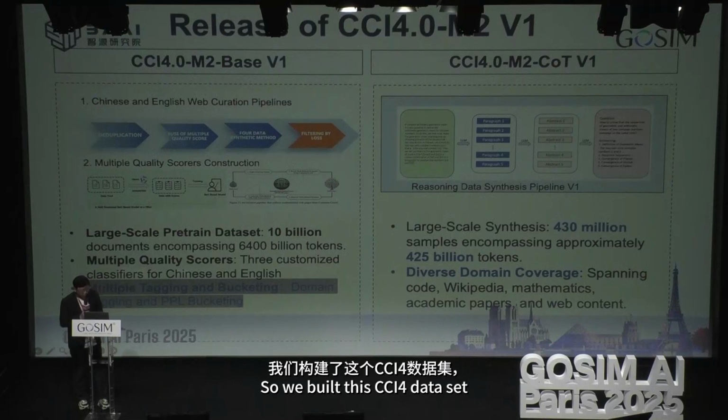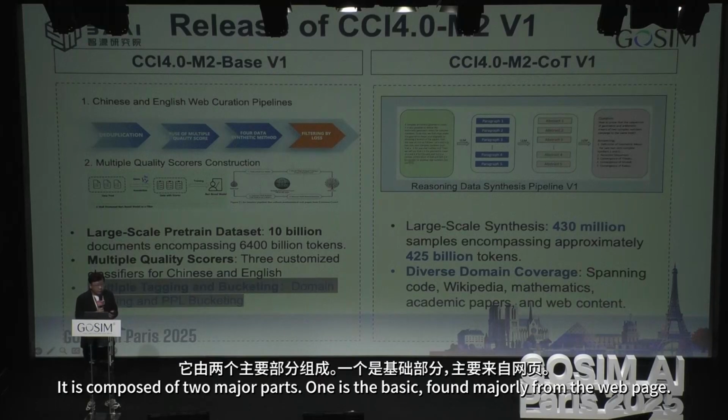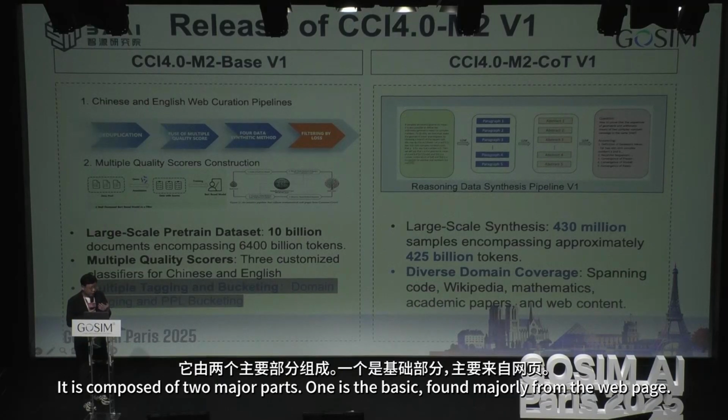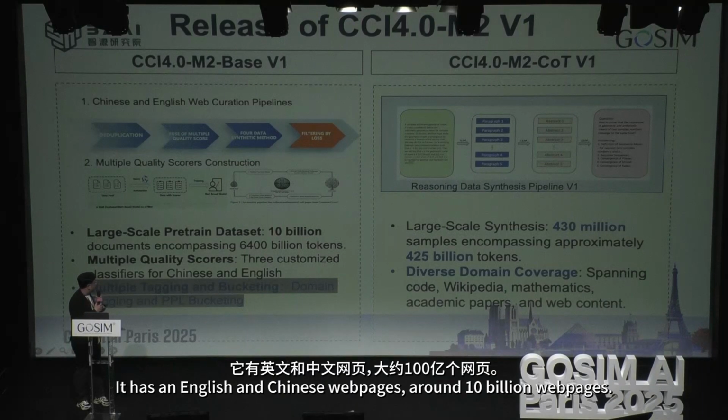So we built this CCI4 dataset and released it today on Hugging Face. It is composed of two major parts. One is the basic part, majorly from the web page. It has English and Chinese web pages, around 10 billion web pages.